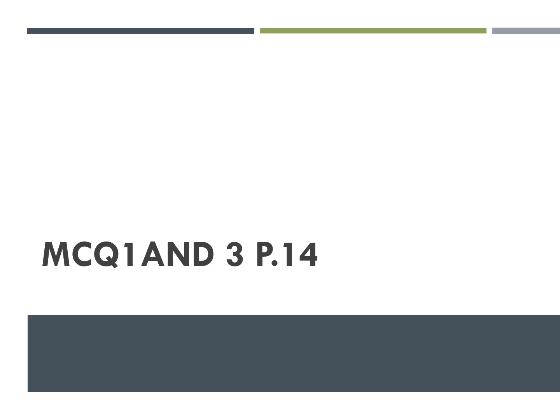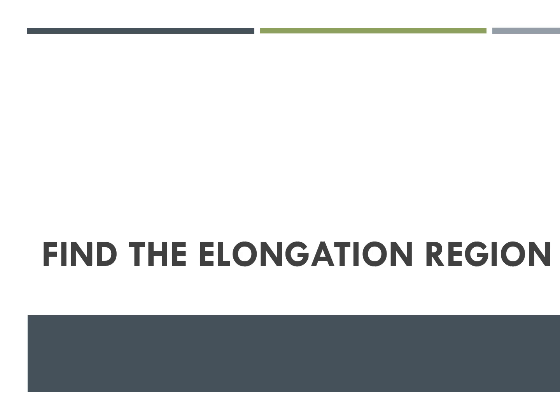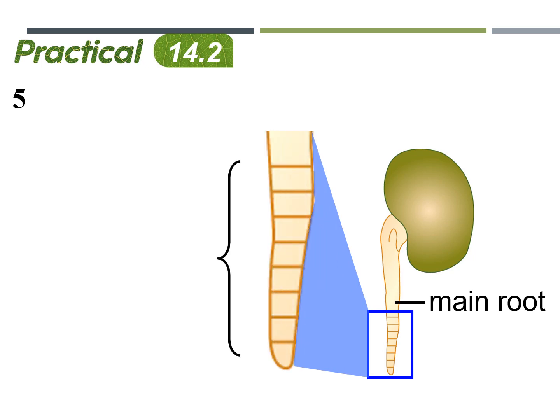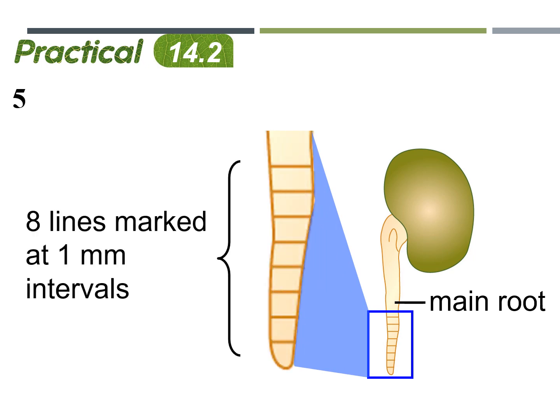Please go to your textbook page 14 to finish MCQ 1 and MCQ 3. The root of the plant is quite long, so how can you find out the elongation region? Let's take a look. We can find out the region of elongation using a scientific method. Take out a marker pen, and starting from the tip, mark some lines across the root at 1 mm intervals.